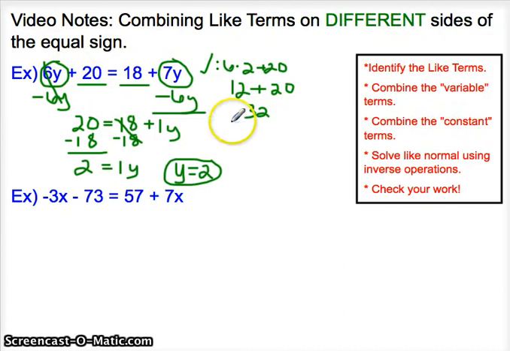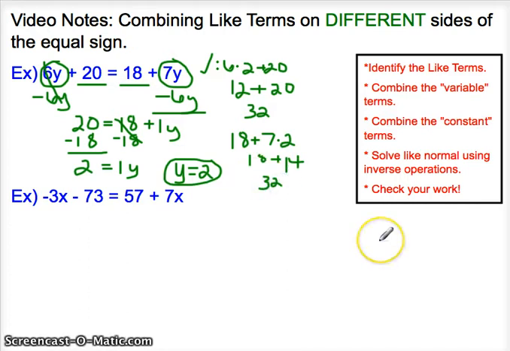Now I'll try the other one. 18 plus 7 times 2 gives me 18 plus 14, which also equals 32. We can now see that since both sides equal 32, our answer of y equals 2 is correct.